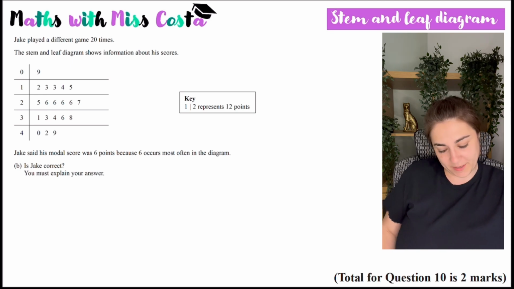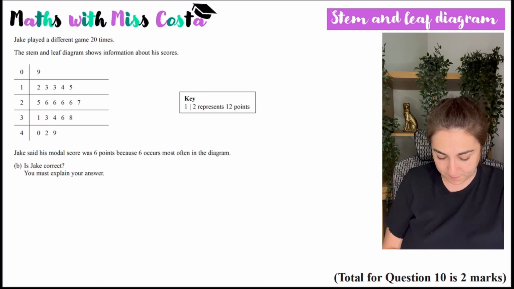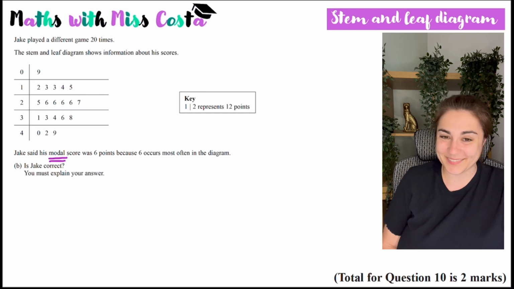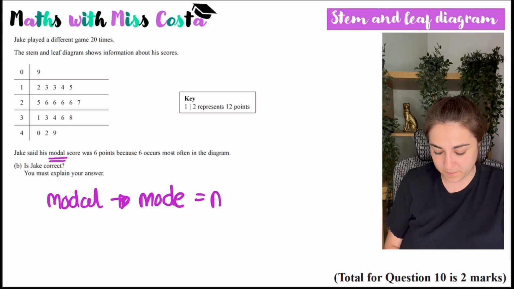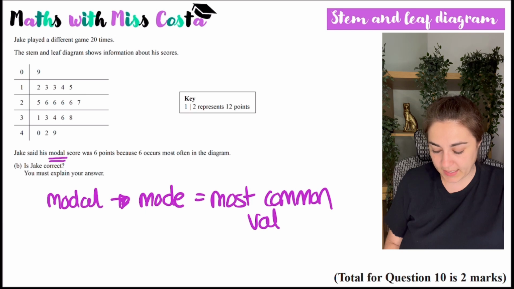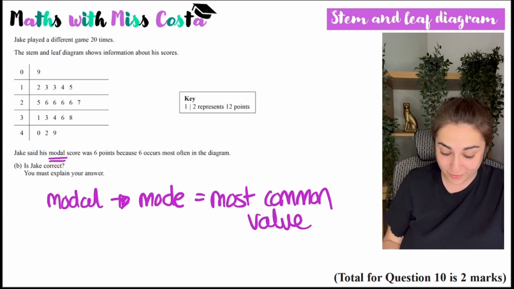Then I'm told that Jake played a different game 20 times. The stem and leaf diagram shows information about his scores. Jake said his modal score was 6 points because 6 occurs most often in the diagram. Okay, so modal references the mode. It's the adjective for the mode, and the mode means the most common value. So he's correct in that 6 occurs most often in the diagram.